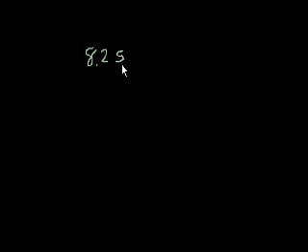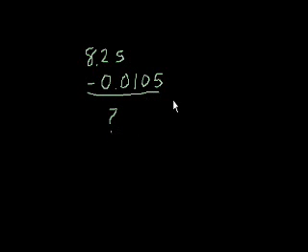8.25 minus 0.0105. So what was that first step that I always have to do? Right, to line up the decimals. So let me do that.